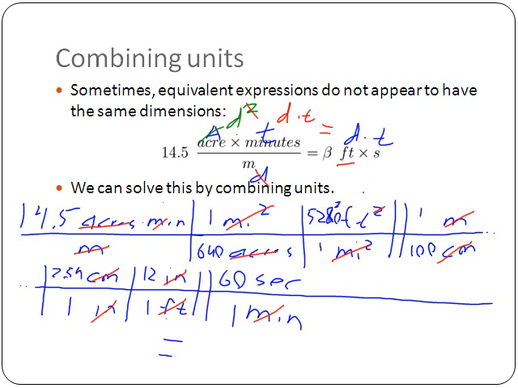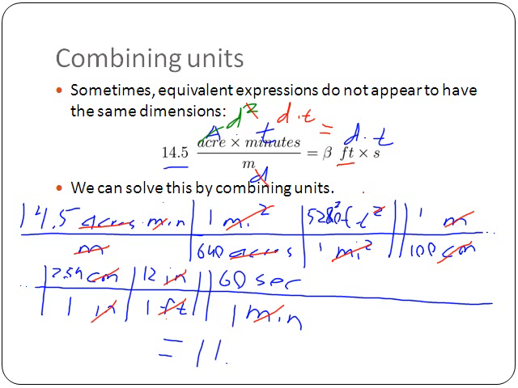14.5 times 1 times 5,280 squared times 1 times 2.54 times 12 times 60 divided by, on the bottom, 640 divided by 1 divided by 100. Just 640 divided by 1 divided by 100, then divided by just ones from there on out. So in this case right here, I end up getting, let's see, what is that? That's 11,551,066. Our significant figures here, 14.5, 3 sig figs.